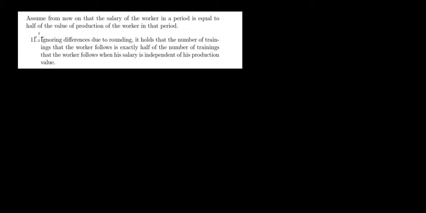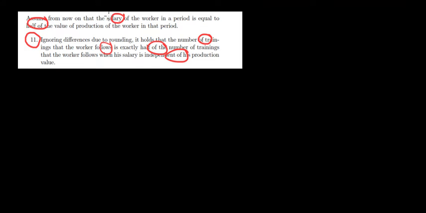Let's have a look at question 11 now. Assume that the salary of the worker in a period is equal to half of the value of production. Then it holds that the number of trainings that the worker follows is exactly half of the number of trainings that the worker follows when his salary is independent of his production. Now, what's the idea here?